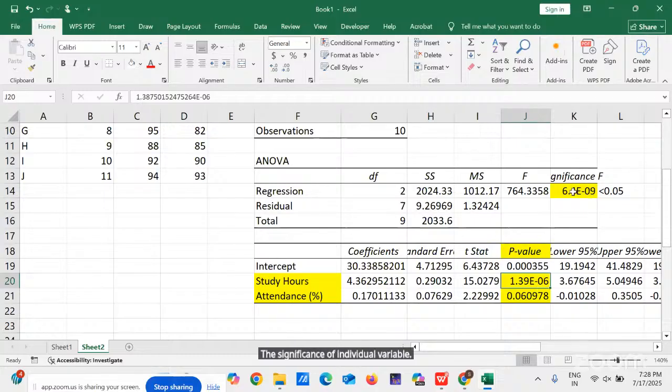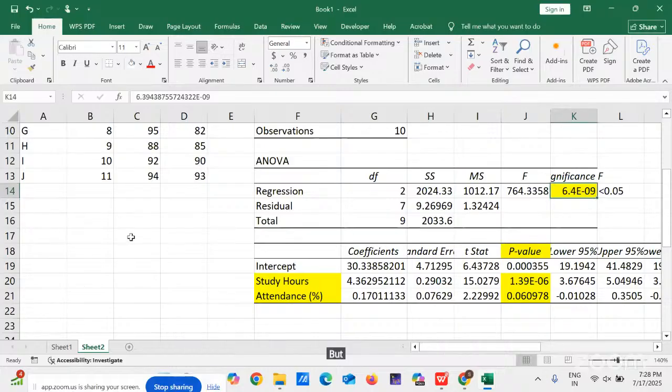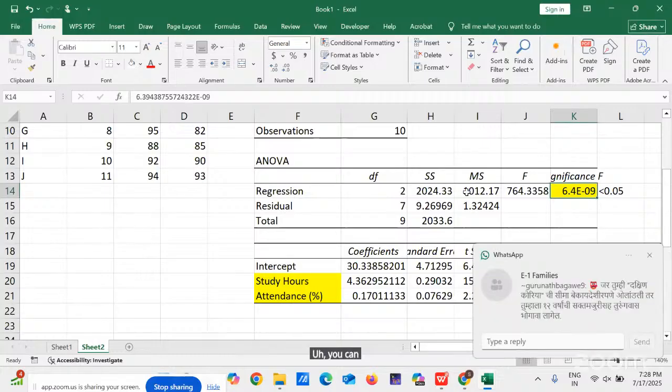I'm repeating again. The first one, under the ANOVA table, the significance F value is to check the overall model. See, sometimes you may come across 10 variables. Overall, the model would be good, but a few variables are not contributing that much and are not significant. So you can ignore those for prediction.